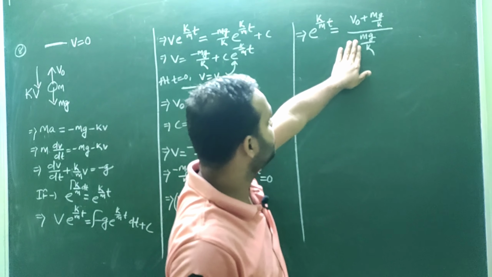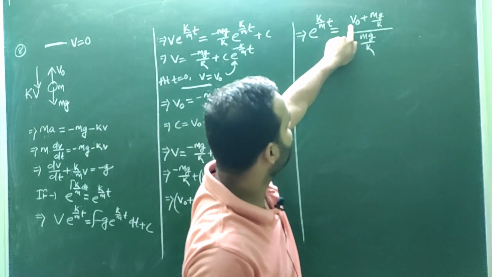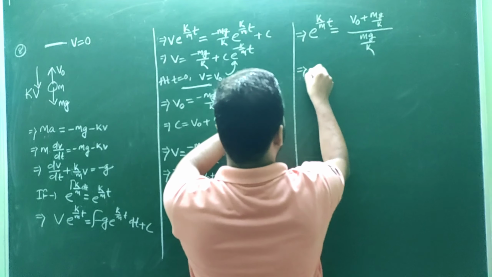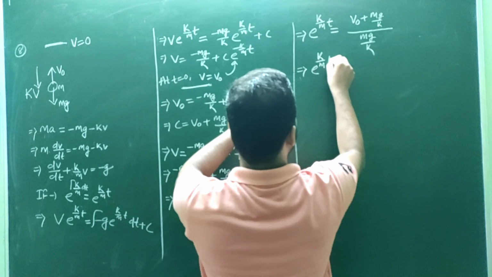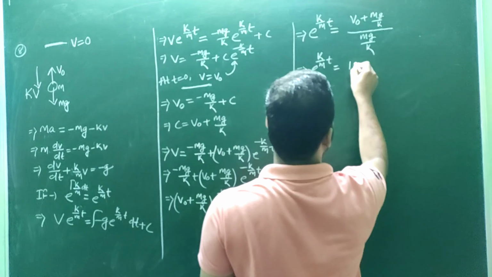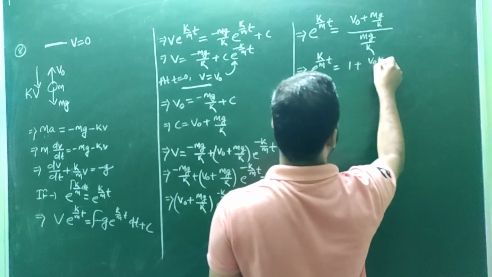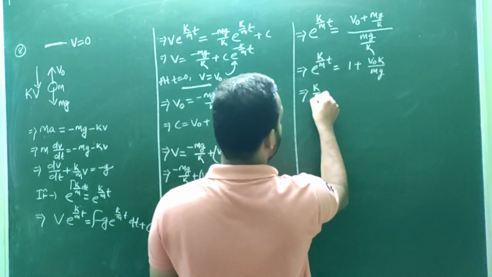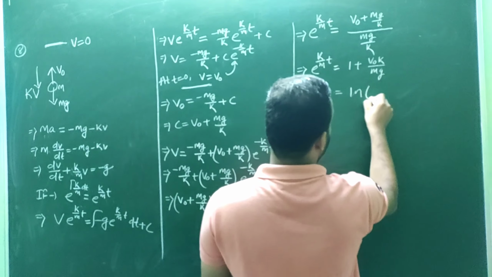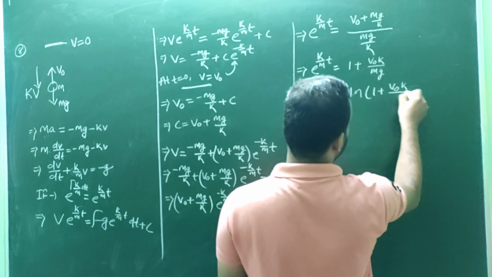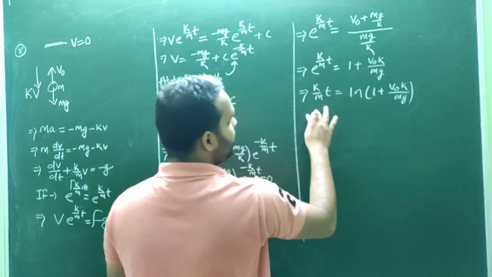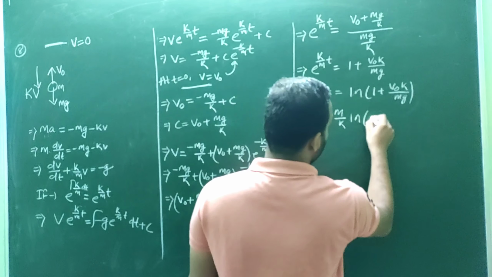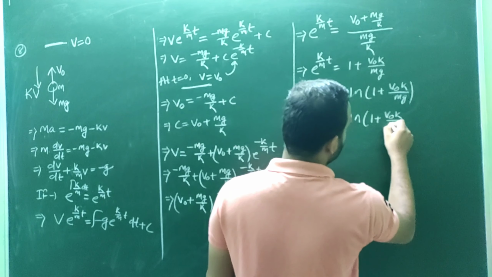If we divide, simple division will be done, then this term will be v naught by mg by k, and this term will be 1. So e to the power kt by m is equal to 1 plus v naught k by mg. Now take logarithm on both sides, so this will be k by m into t is equal to log of (1 plus v naught k by mg). Taking this k by m term to this side, the time will be m by k log (1 plus v naught k by mg).